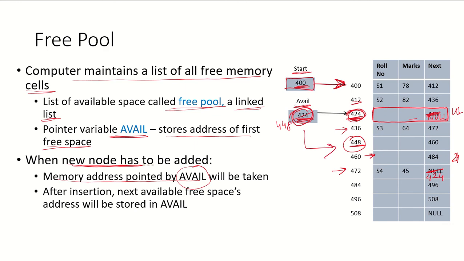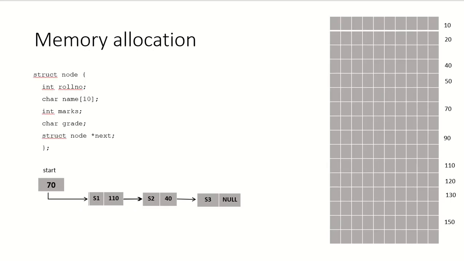How do we take care when a node has to be deleted? So suppose S2 was a node which has to be deleted and suppose it was at address 70. If this node has to be deleted now, then this space which has been freed up by this node will be added back to the heap and the avail pointer list will be updated with this newly available free space. So how will memory allocation take place if we have a structured definition like this?